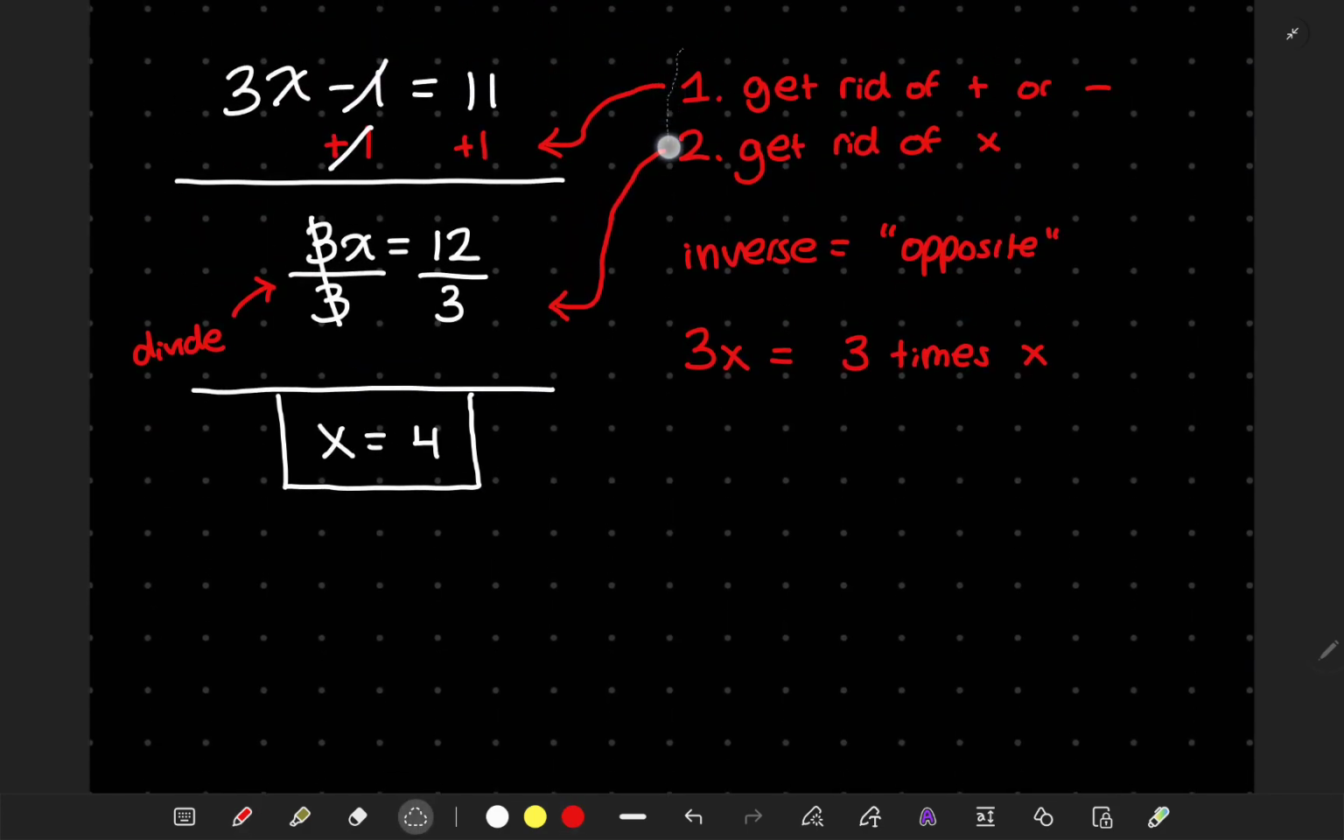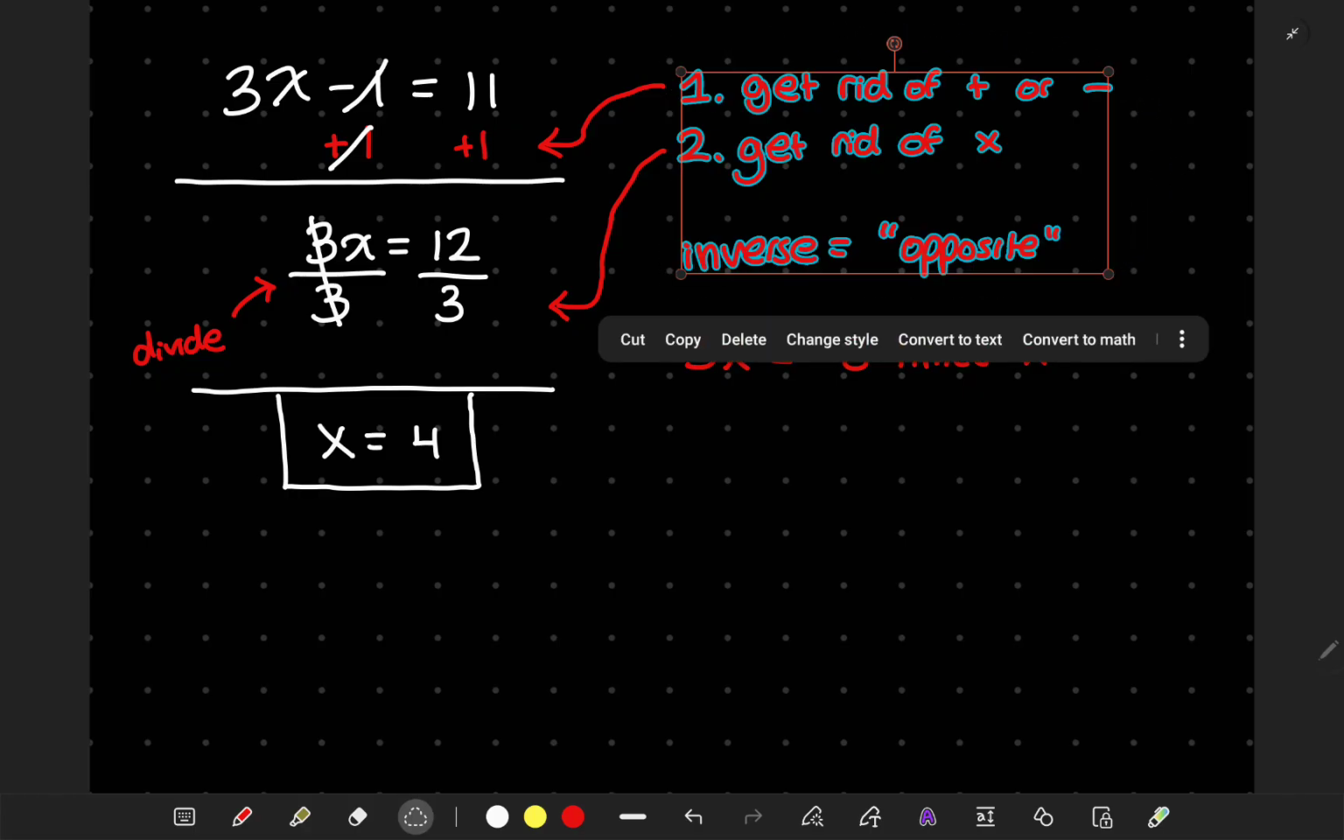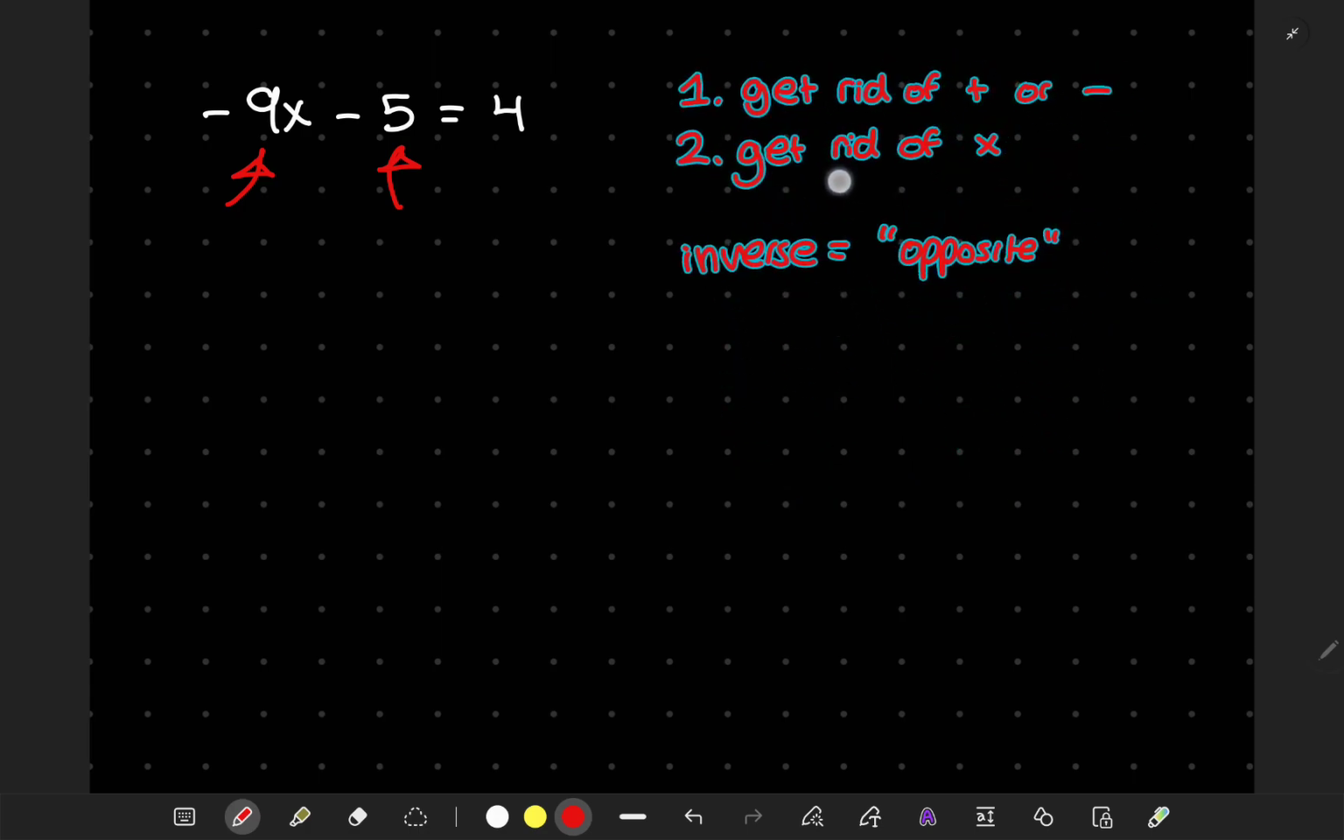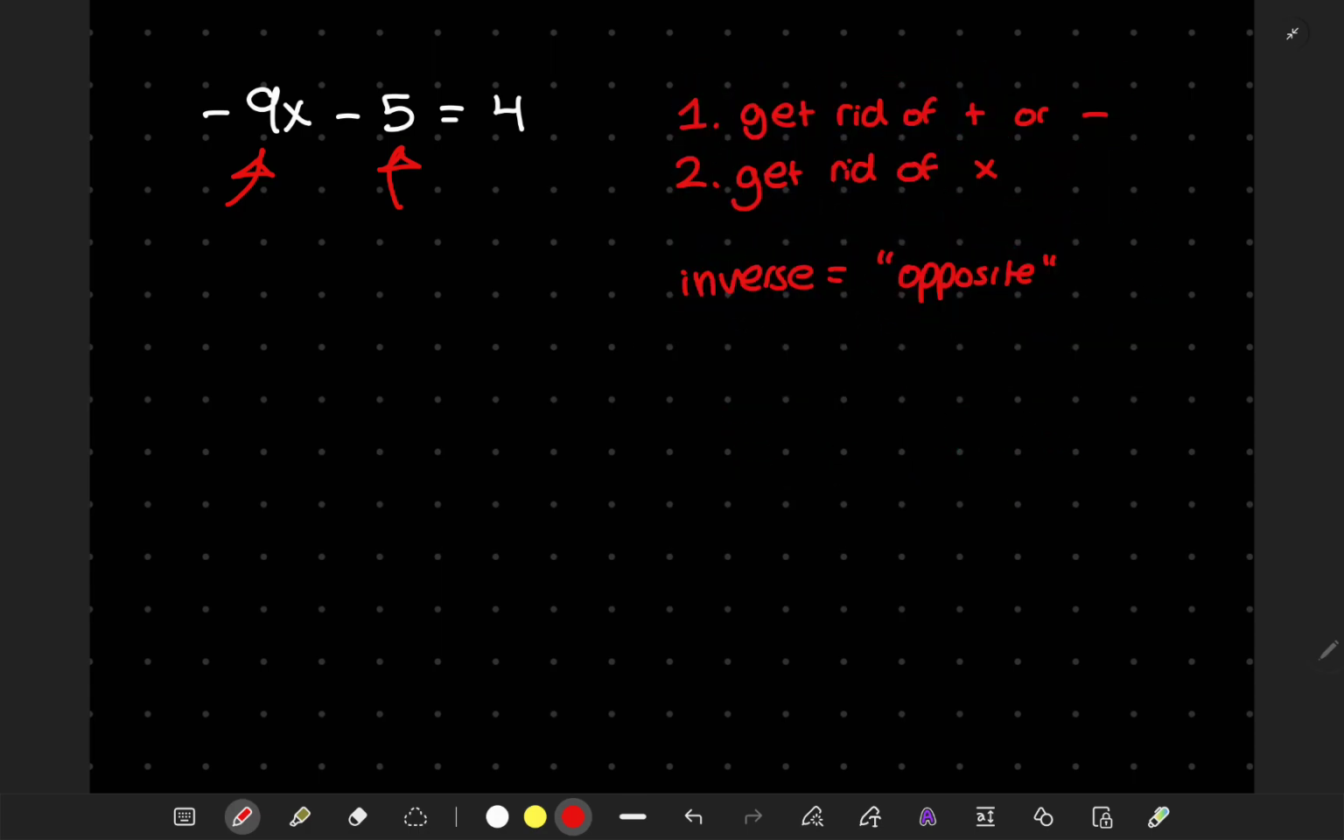So I'm going to copy this, and then just remember this idea of inverse. The idea of inverse still applies even when we have two-step equations. So let's say, for instance, I have now negative 9x, and this time I'm going to do minus 5 equals positive 4. What am I getting rid of first? I have two numbers in the way, negative 9 and negative 5. But if I remember what I was supposed to do, it says get rid of the addition or subtraction.